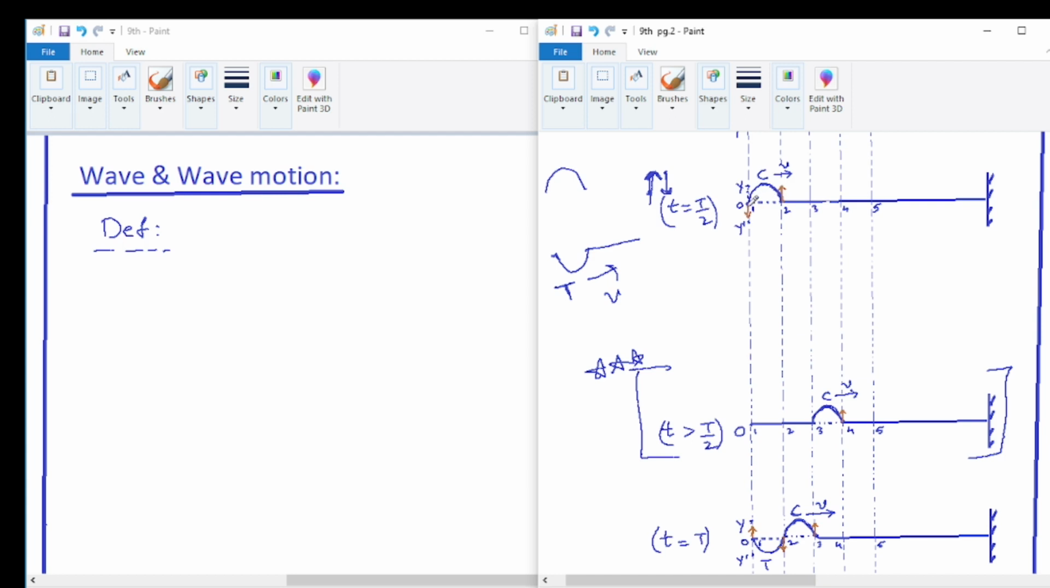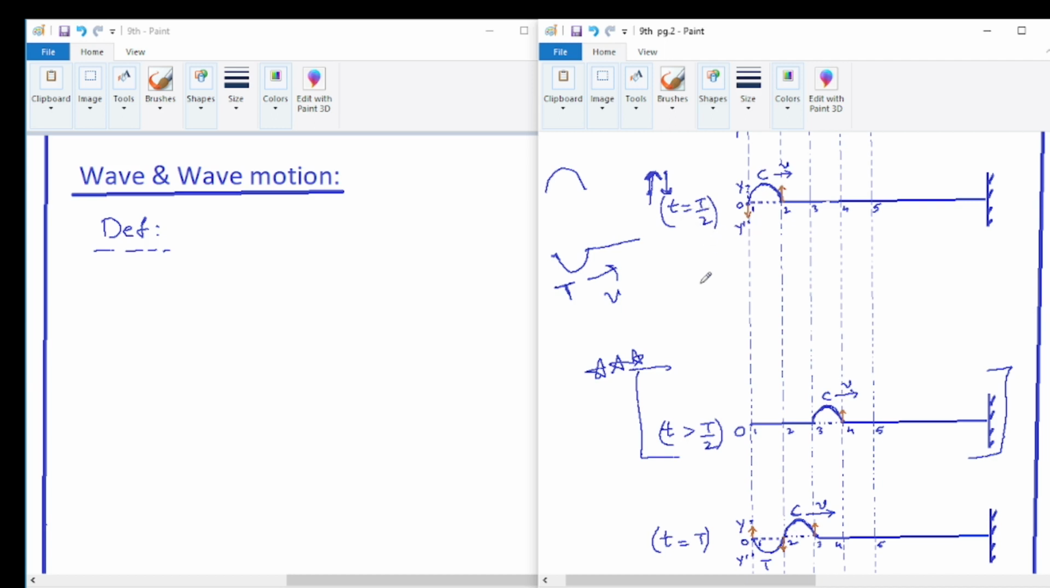Now downwards. O to Y dash and Y dash to O. Then what happens? A trough will get formed. This way, the trough will be getting formed. But the crest already got formed. Will the crest remain there at the same point in the next half time period? The next half of the vibration means another T by 2.